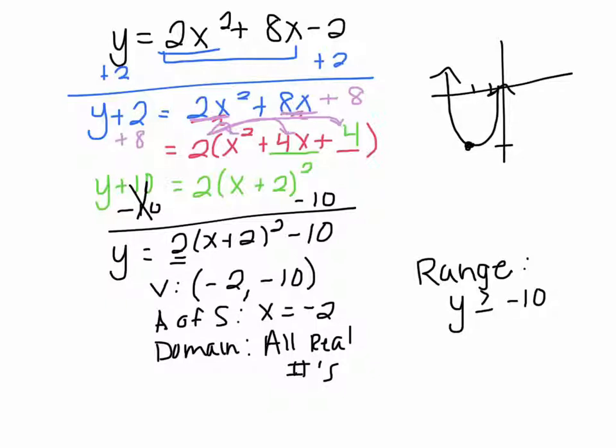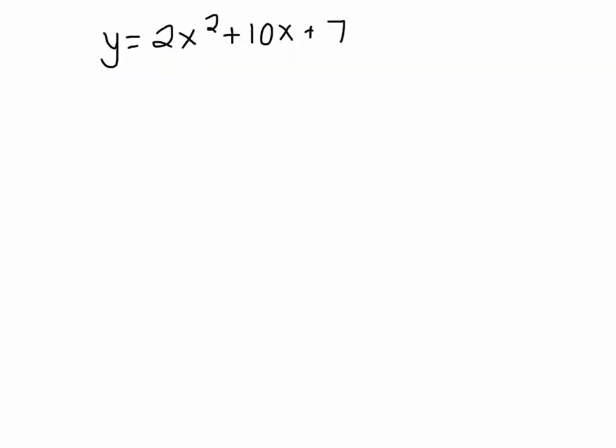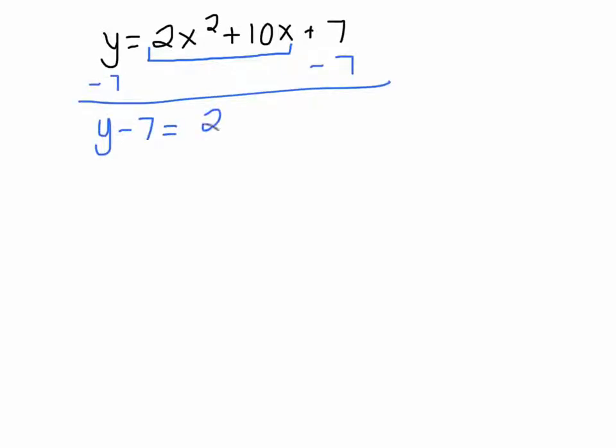Let's go ahead and try this process one more time. I have a leading coefficient. So I have to isolate the x terms first, and I'm going to subtract 7 to both sides. So I have y minus 7 equals 2x squared plus 10x. And I'm going to eventually add something else to this.